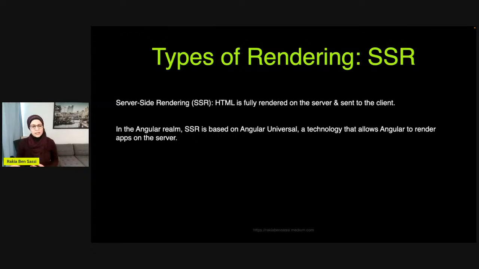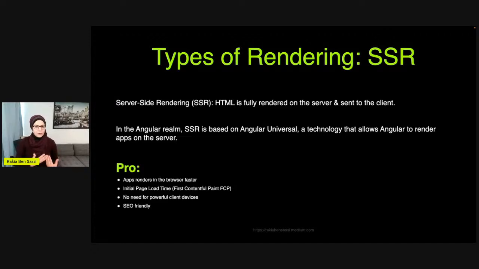In the Angular realm, SSR is based on Angular Universal, which is a technology that allows Angular to render apps on the server. But by default, Angular renders applications, in fact, only on the browser. That's why we need Angular Universal. So with SSR, apps render on the browser faster because the heavy lifting is done on the server. The initial page load time is also shorter than with the other type of rendering. There is also no need for powerful client devices, which is beneficial for end users with low-end devices, because the heavy lifting, again, is done on the server. And it's also an SEO-friendly approach.